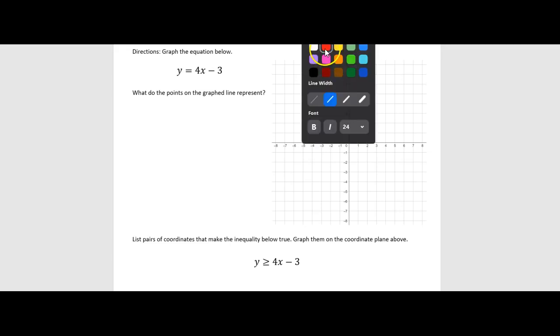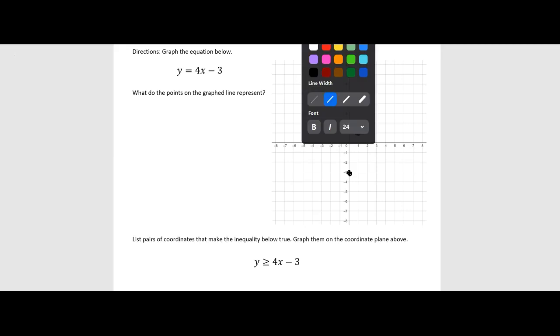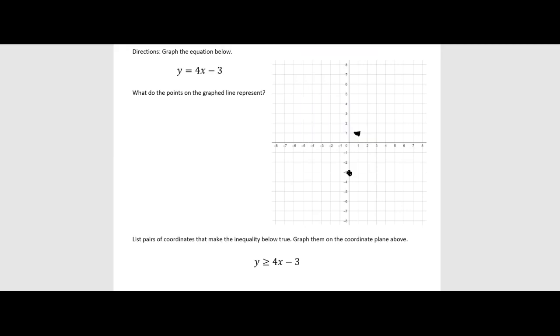Okay, so we have a line where the y-intercept is -3. So we can put a point there. And if I count my change in y over change in x, because the graph is ticked off by units, I'm going to go up 4, change in y over 1, and here is my new point. I then can draw my line between them.